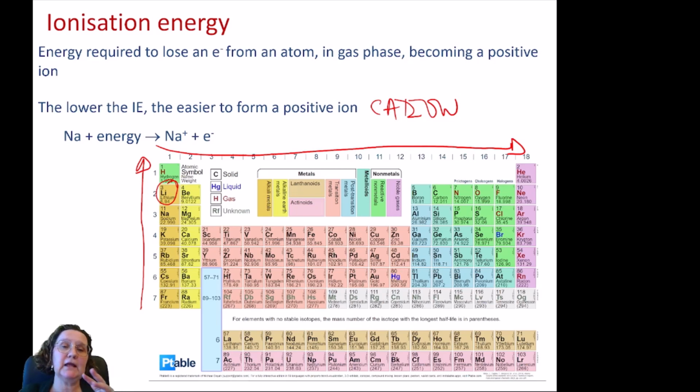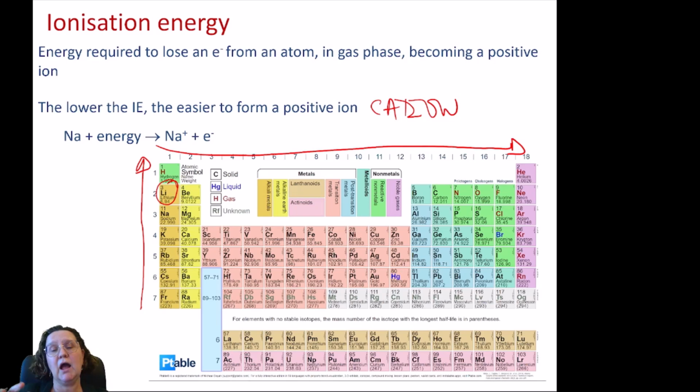So this determines that if you have an atom at the bottom of this group, it will find it much easier to become a positive ion than the element that is at the top of that group. And in terms of the whole periodic table, the more you move towards the right, the more difficult it is to convince that atom to lose an electron, or a second electron, or a third electron, because they are much more retained.